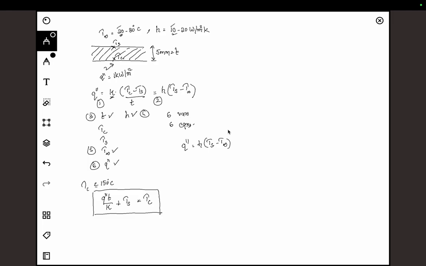For minimum required conductivity, I want K to be minimum. Okay, let me write this equation in terms of K, then that will be straightforward. Yeah, I want K to be minimum. So Tc is kind of fixed. I want K to be minimized, and it is directly related with Ts. If Ts increases, then the difference will decrease and K will increase.